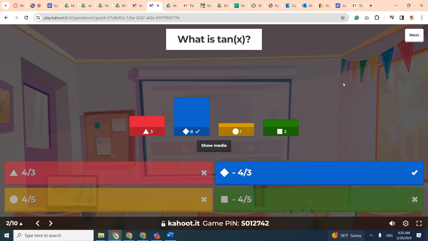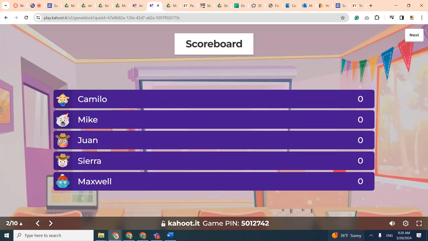So tangent is what? Opposite over adjacent. So negative 4 over -3. And that's why we get this. Oh, 8 of you get this right. Good.